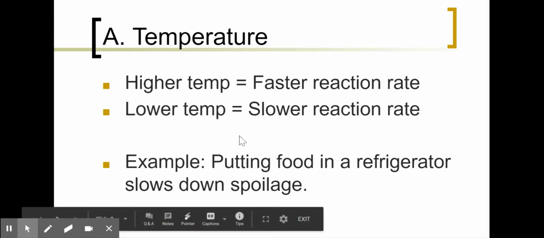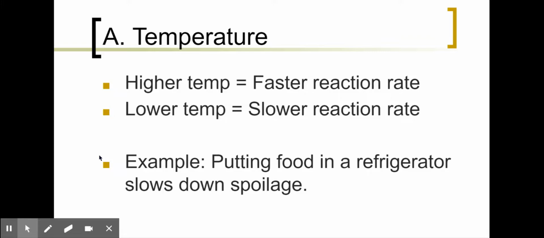Temperature can do that. Consequently, if you want to cook something, you've got to heat it up. You've got to get faster reaction rates going. An egg will never cook just sitting there on the counter because you don't have enough collisions per second to get the chemical reactions needed to cook that egg.